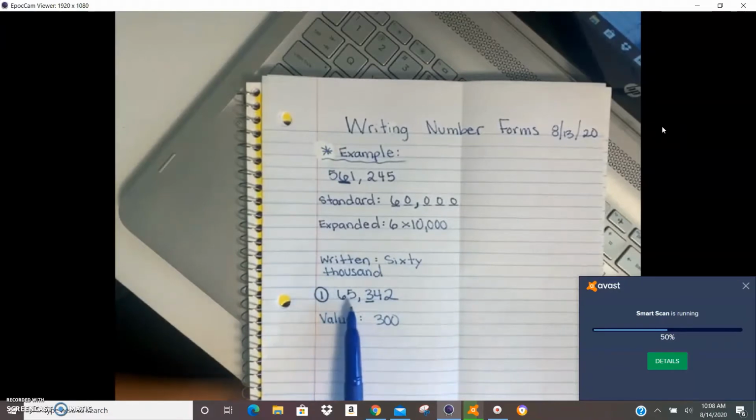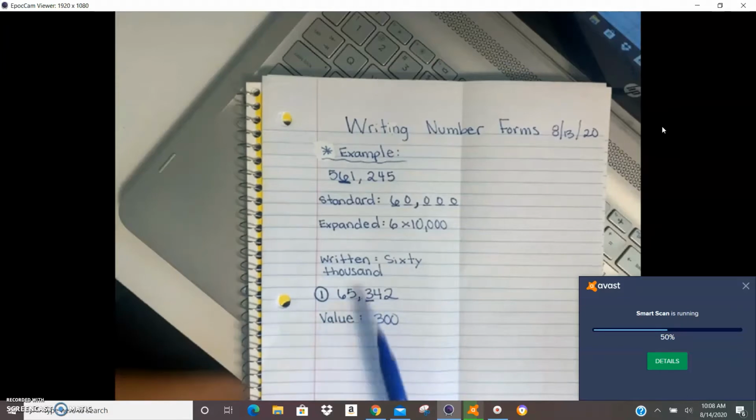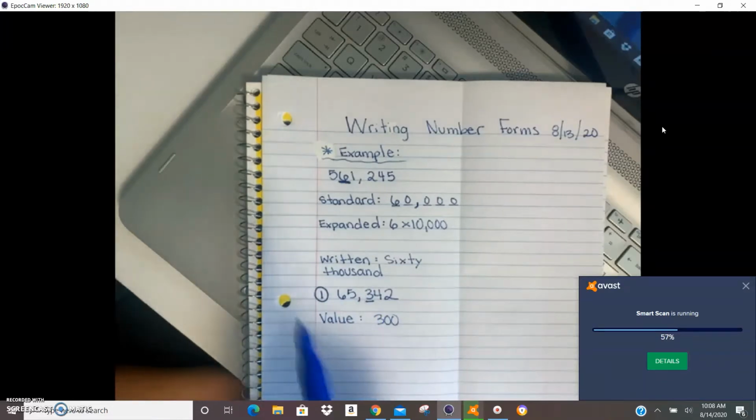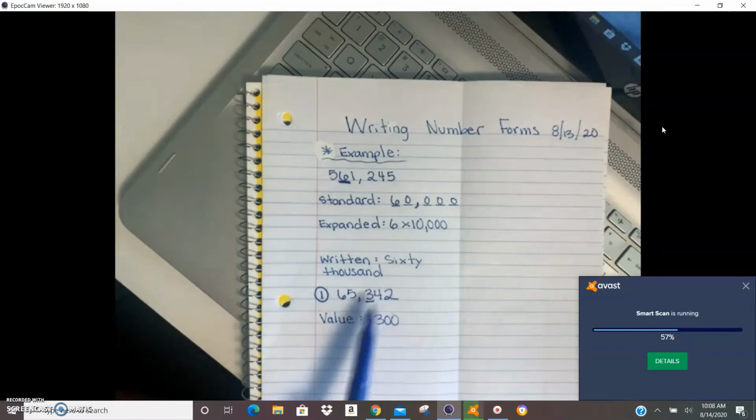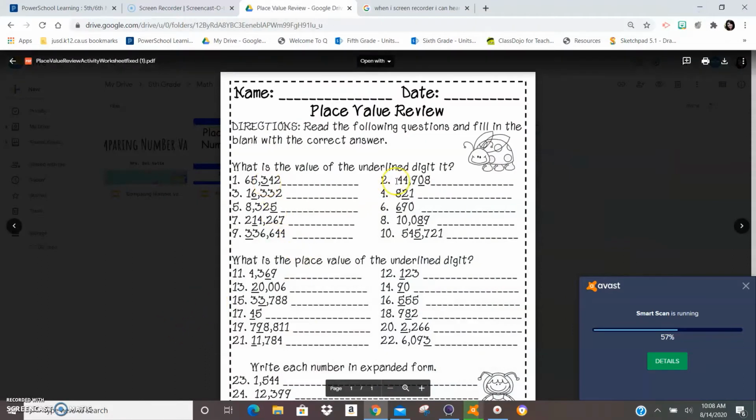Number one is 65,342. The underlined place value, that means location for number one, is the 3 right here in the hundreds place. If there's 3 100s, 100 plus 100 plus 100, that's a total value of 300, right? So that's what we would write for number one. You do the same thing for number two.